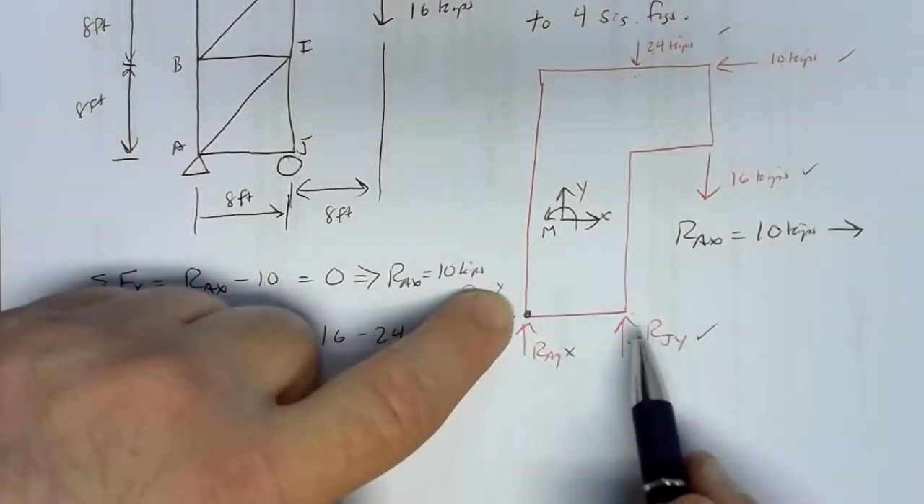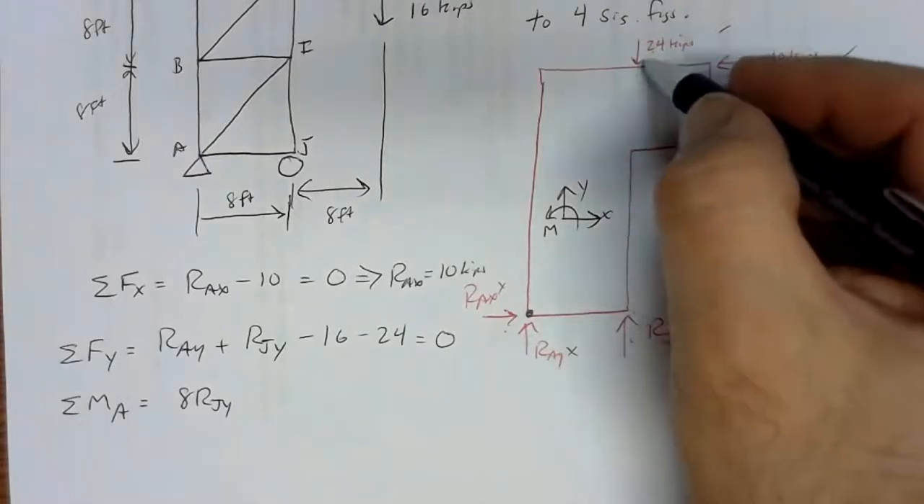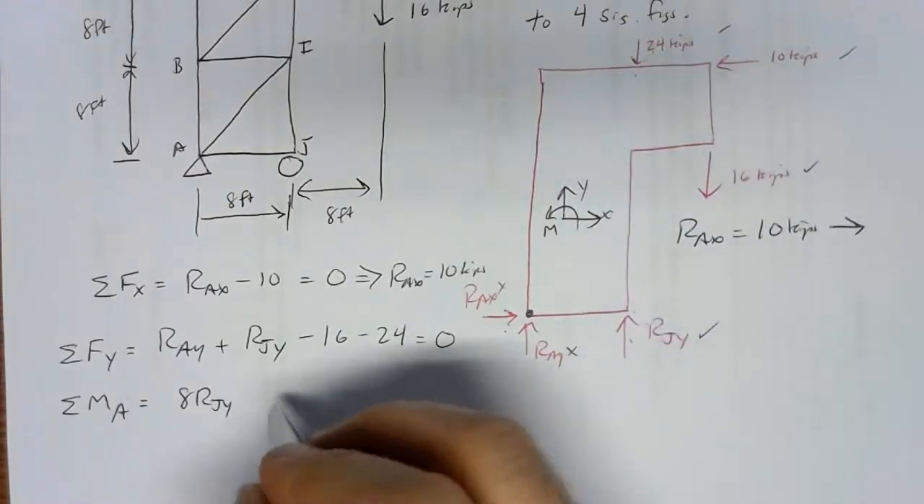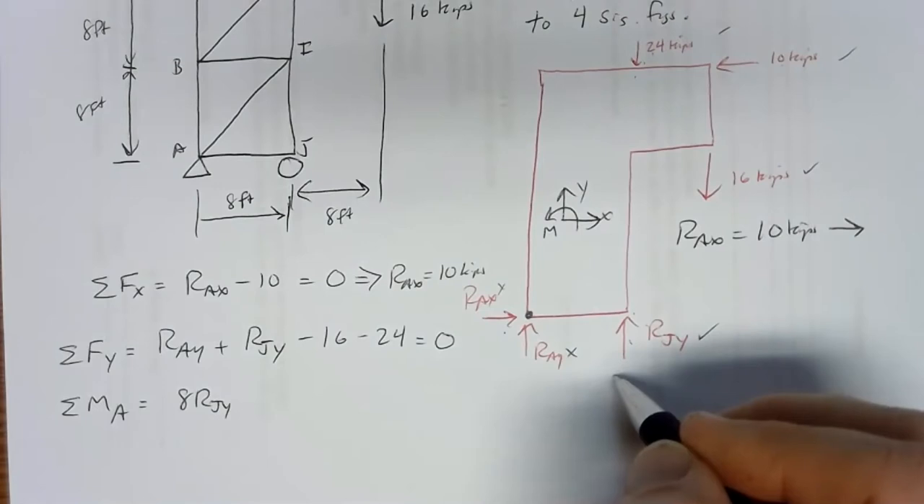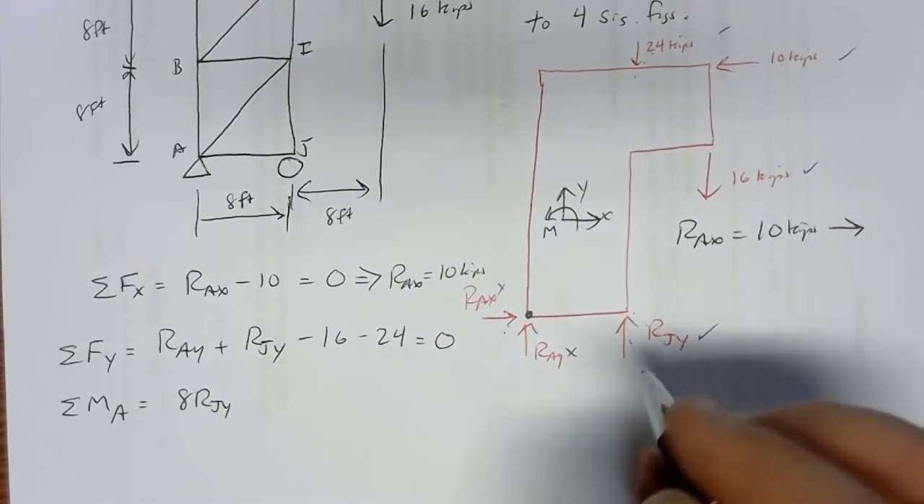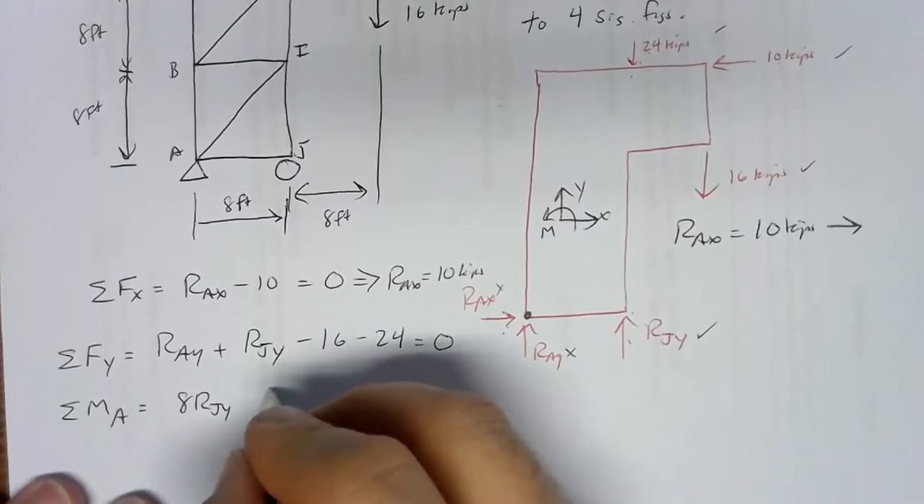Pinned at A, pushing up at J, that would be counterclockwise, so positive. We've got 24, also 8 feet away. The line of action shoots right through where J is, so that's 8 feet away. So we've got 8 times 24. So we've got 192 there.